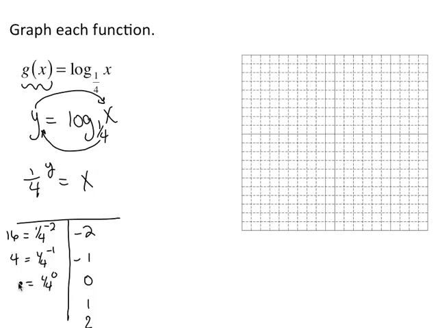1/4 to the 0 is equal to 1. Any number to the 0 power is always equal to 1. And then 1/4 to the first power is 1/4. And 1/4 to the second power is equal to 1/16.